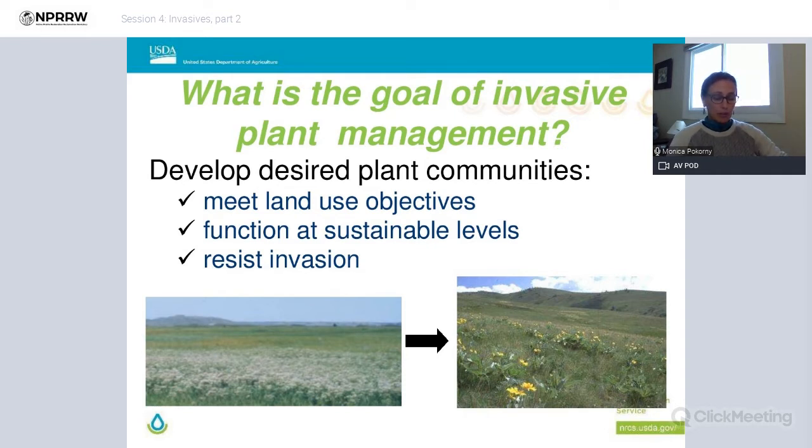So I try to focus on that the goal is, yes, to get rid of the weed, but we also want to focus on developing desired plant communities that meet some of our land use objectives. Some of those objectives might be that we want to produce forage, or we want to maintain our native species, or we want to improve habitat, or maybe a combination of all of these. But really we want to develop desired plant communities that function at sustainable levels and that resist invasion.